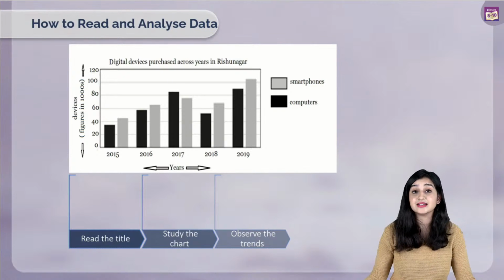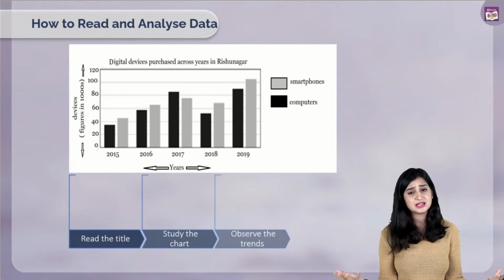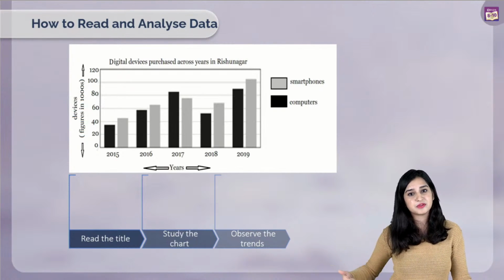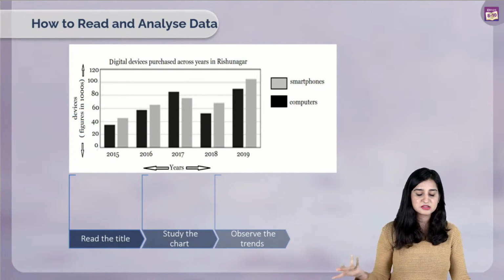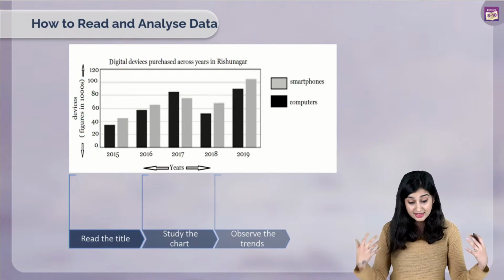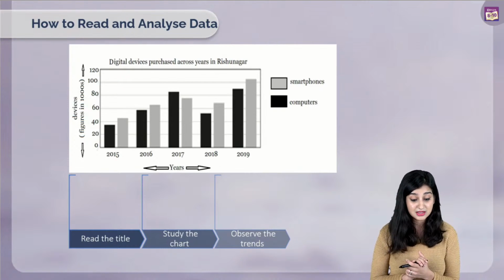First, we are going to read the title. The title itself will give us a lot of the information that we need, and we'll pretty much write our introduction. So we don't have to think about what we are going to write in the introduction. The title is pretty much going to give us all of that information. Okay. Next, the important thing that we have to do is study the chart and observe the trends.